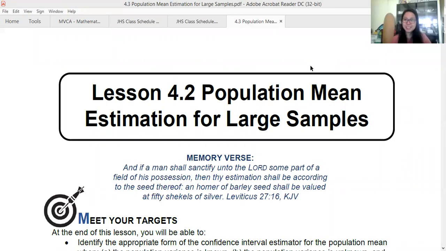Welcome to lesson 4.3. It's about population mean estimation for large samples.